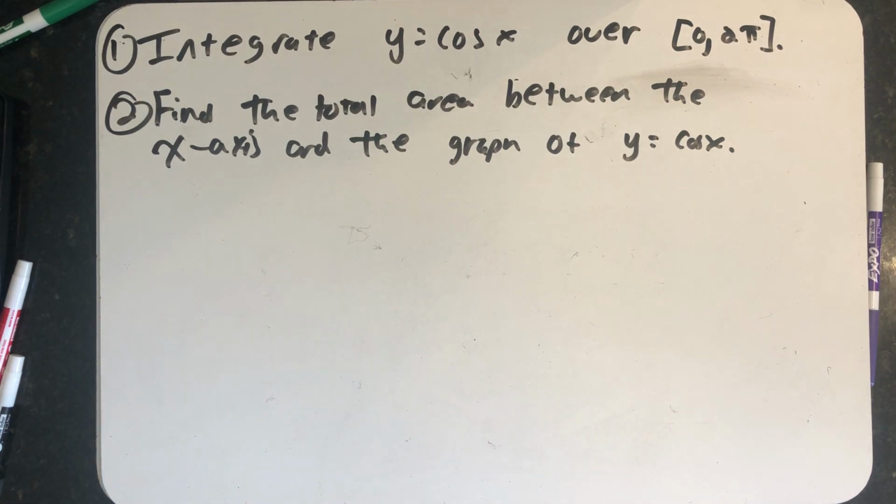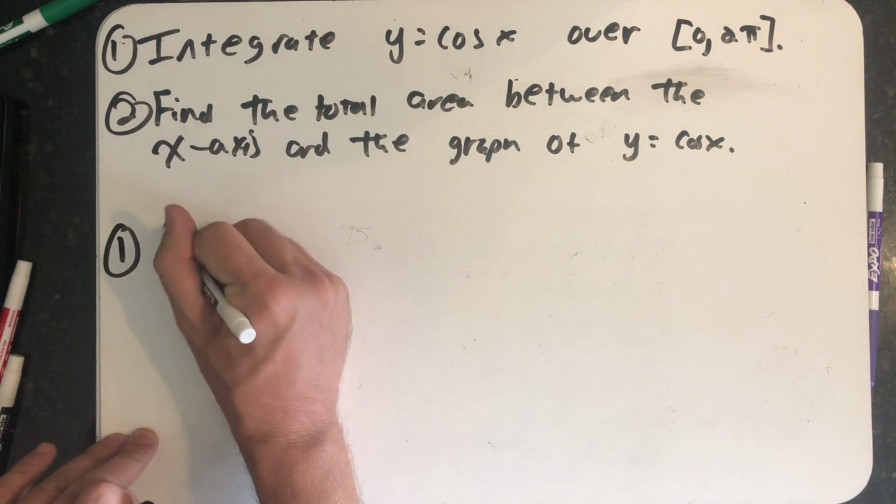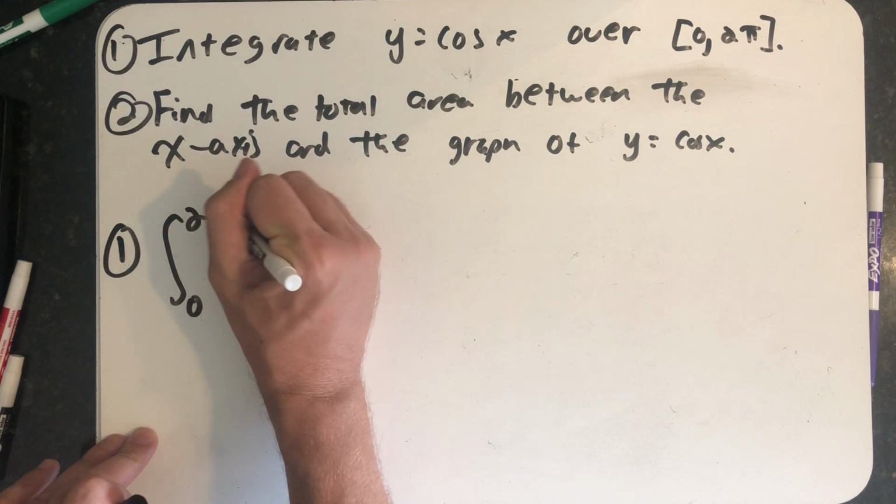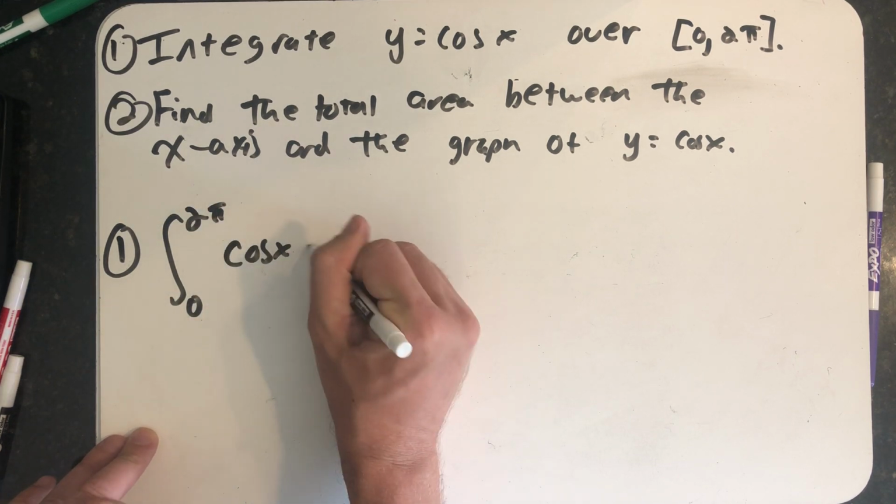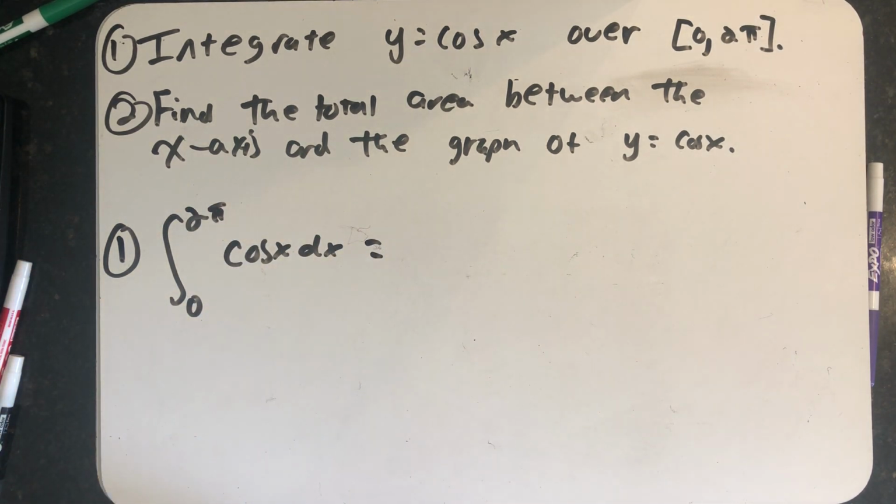We're asked to integrate y equals cosine of x over the interval from 0 to 2 pi. And then we're asked to find the total area between the x-axis and the graph of y equals cosine of x. Well, number one, we're just asked to integrate. So let's use the fundamental theorem of calculus part 2.